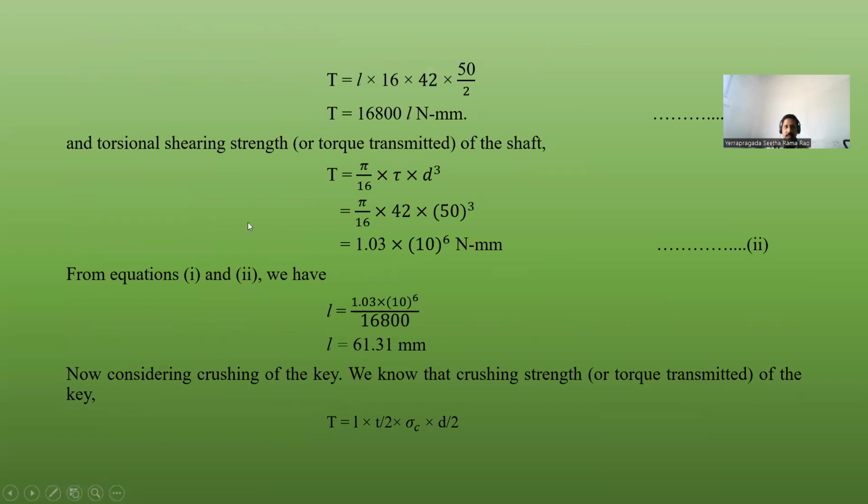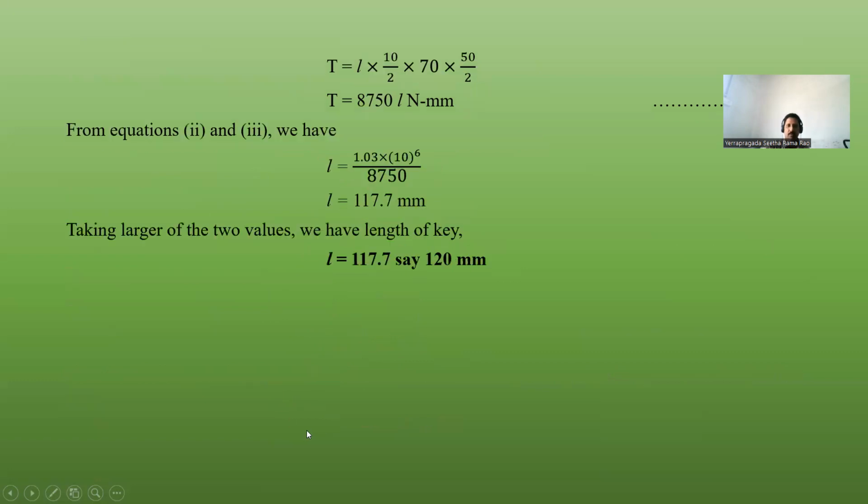The torsional shear strength of the shaft is given by T equal to pi by 16 tau d cubed. You substitute all the values and you get 1.03 into 10 power 6 Newton mm. If you divide equations 1 and 2, we get the length L equal to 61.31 mm. If you consider the crushing of the key, we know that the crushing strength of the key is equal to L into t by 2 into sigma C. By substituting all the values, you get L equal to 117.7 mm.